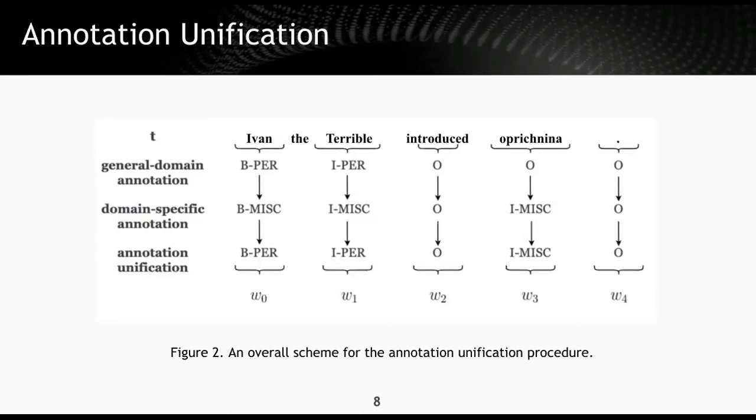The unification procedure is illustrated in the figure. After the procedure, we discarded duplicates and samples that are labeled only with the outside token. The size of the filtered dataset is 160,000 samples. We also combine the WikiNet dataset with the constructed one to obtain the final dataset.